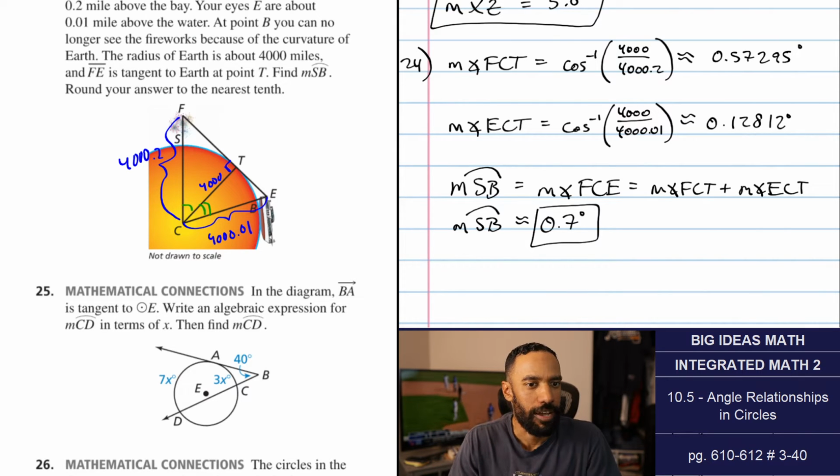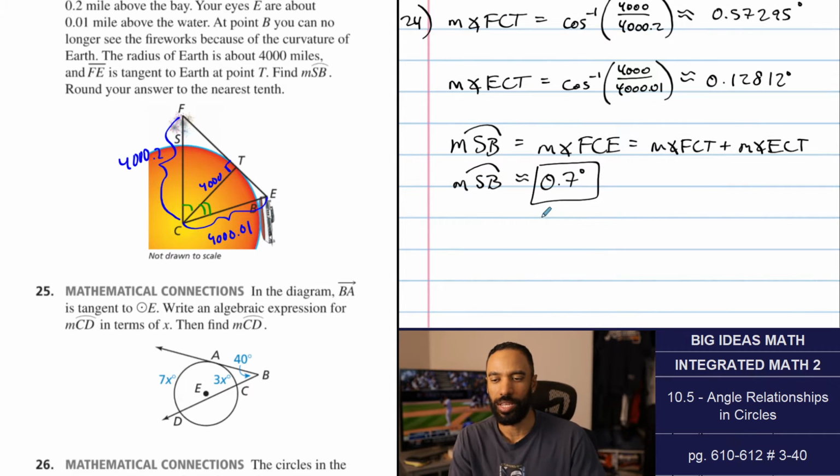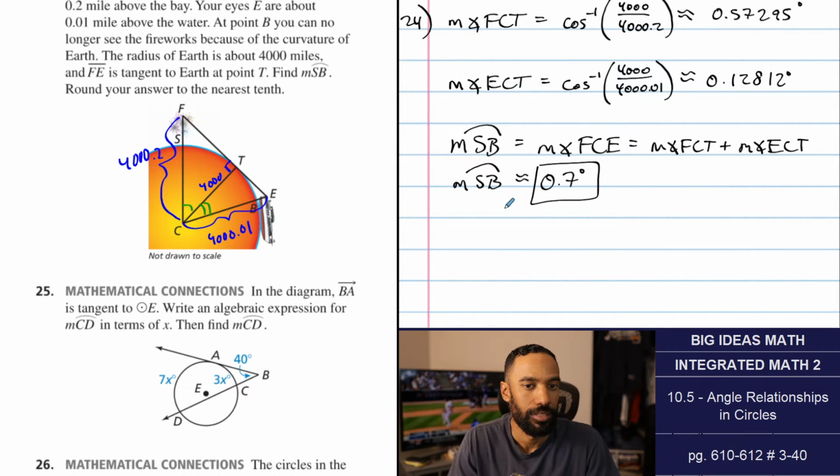So what was the question? Find the measure of arc SB. We just did that. So that's how much coverage of the Earth, 0.7 degrees out of the whole 360 that the arc is. All right, number 25.